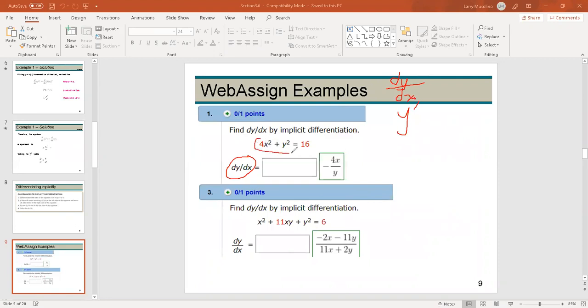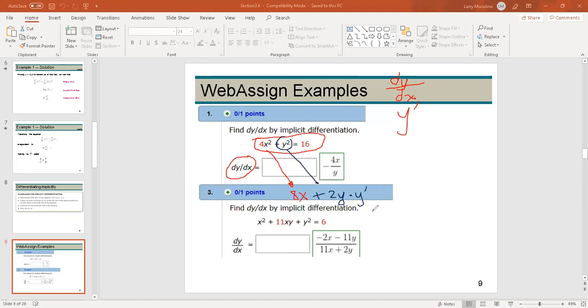I'm going to take the derivative of both sides of this equation. And by the way, remember, we're taking the derivative with respect to x. All right, so let's take the derivative of 4x squared. Well, that derivative is 8x. Now, let me take the derivative of y squared. Well, the derivative of y squared would be 2y. But because I just took the derivative of y, I have to include a y prime. This is due to the chain rule.